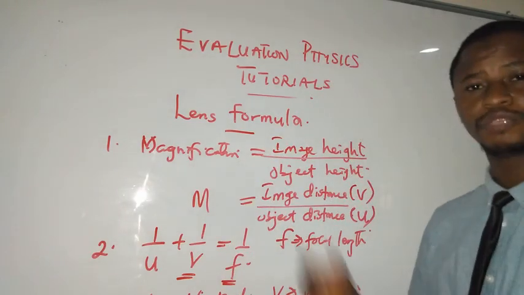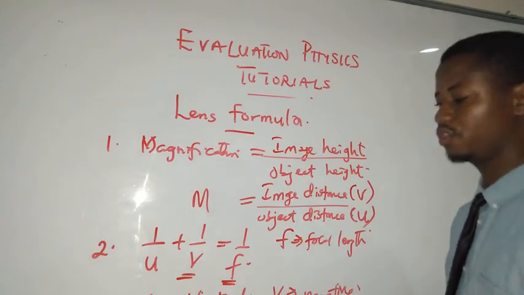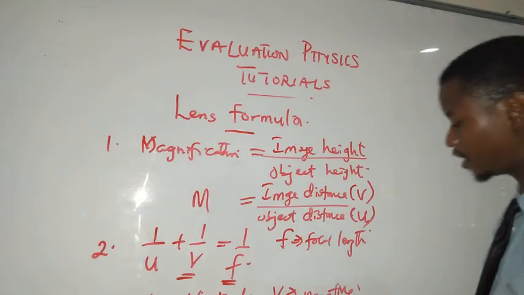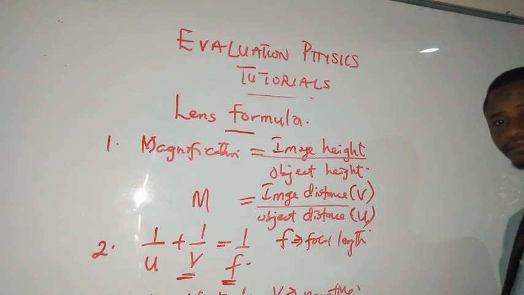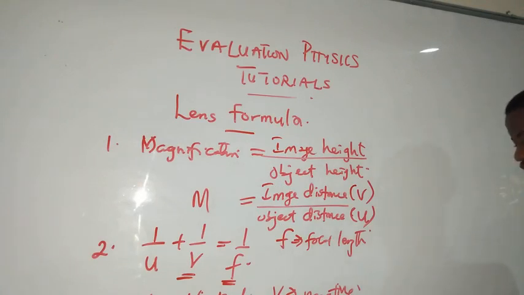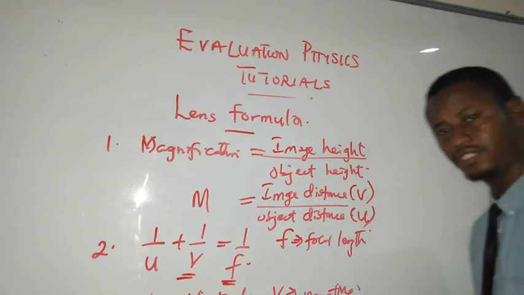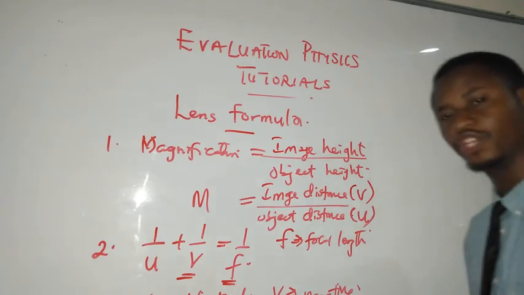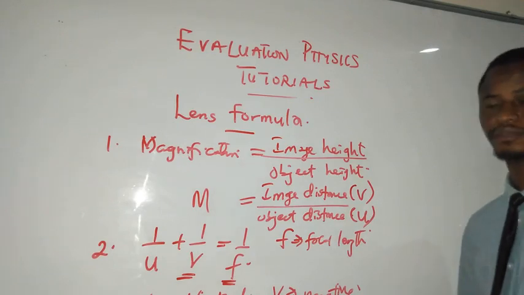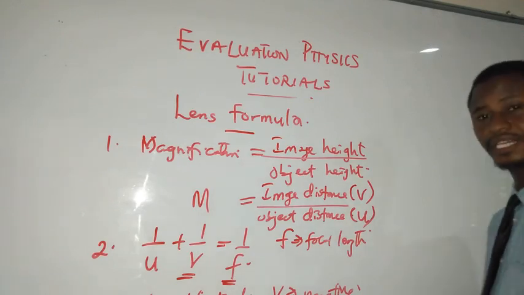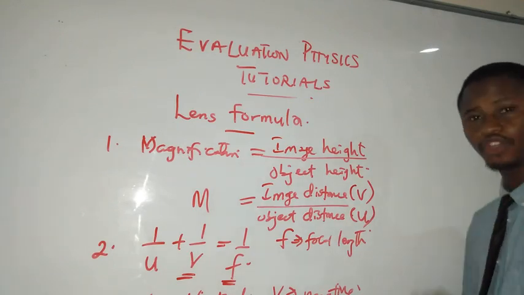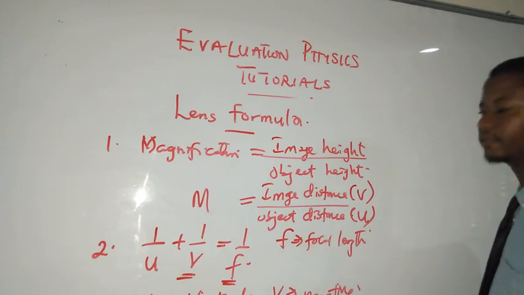Also, going back to magnification, the magnification of a converging lens is at times greater than 1, at times less than 1, and at times equal to 1. It's unique. It has these various magnifications depending on the object position from the lens. But for a diverging lens, the magnification is at all times less than 1.